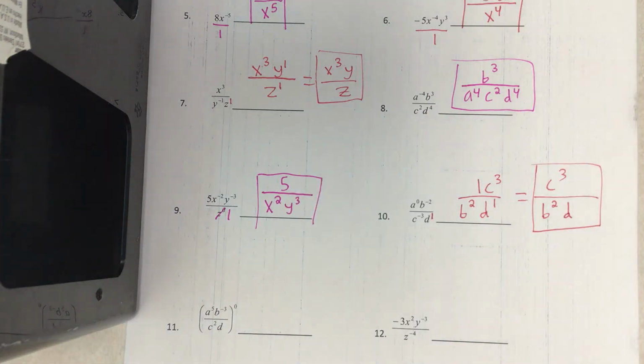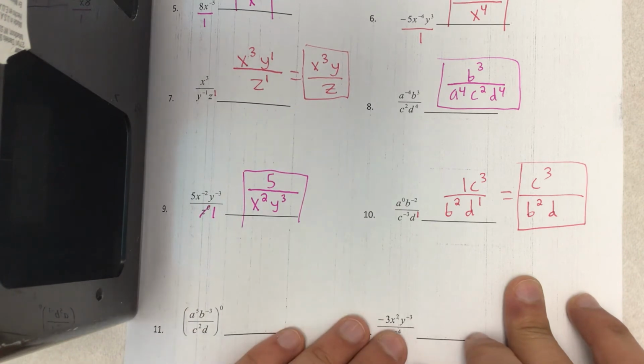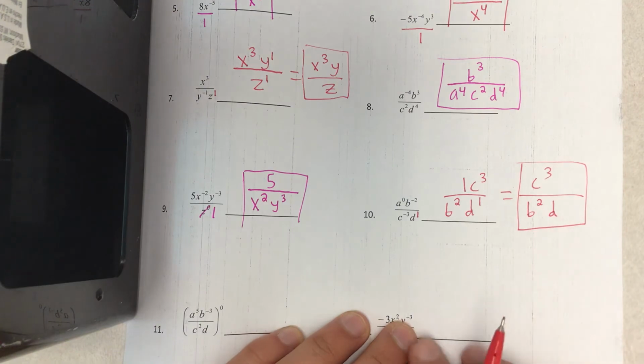There we go. Oh, my bad. Can y'all see that? There we go. C to the third over b squared d. Okay, easy. Only thing we had to move were the negatives.